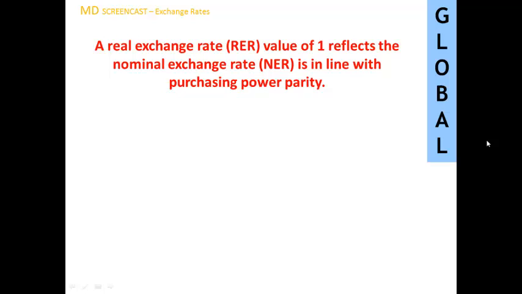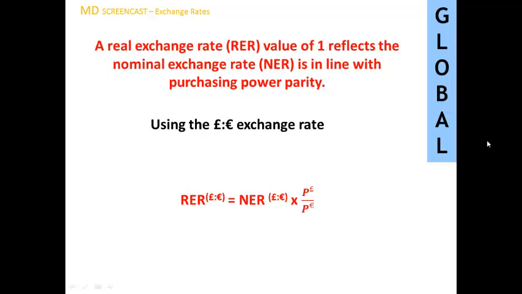The basic principle is that a real exchange rate value of 1 reflects a position where the nominal exchange rate is in line with purchasing power parity. It means that the exchange rate reflects the value of the currency in a way that means it has equal purchasing power when converting to a different currency.